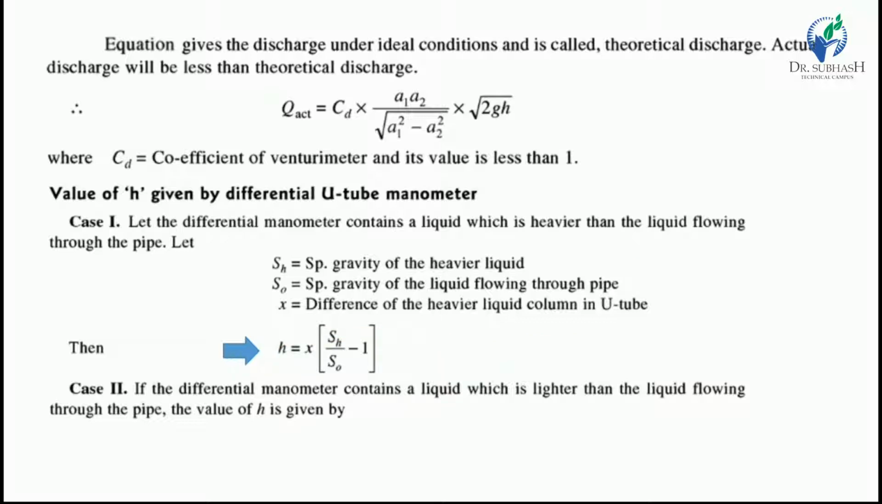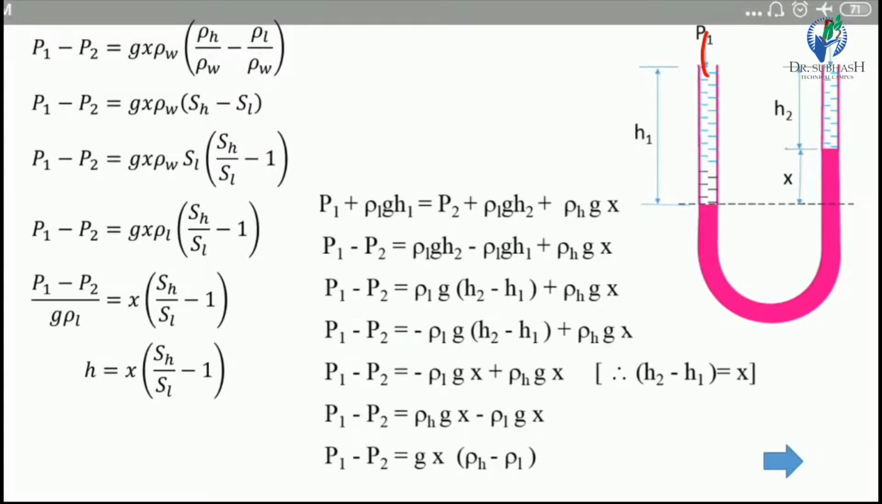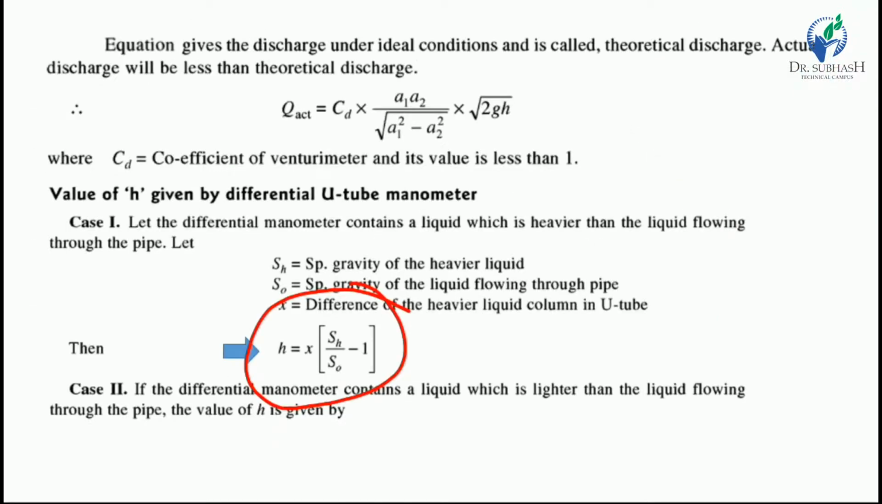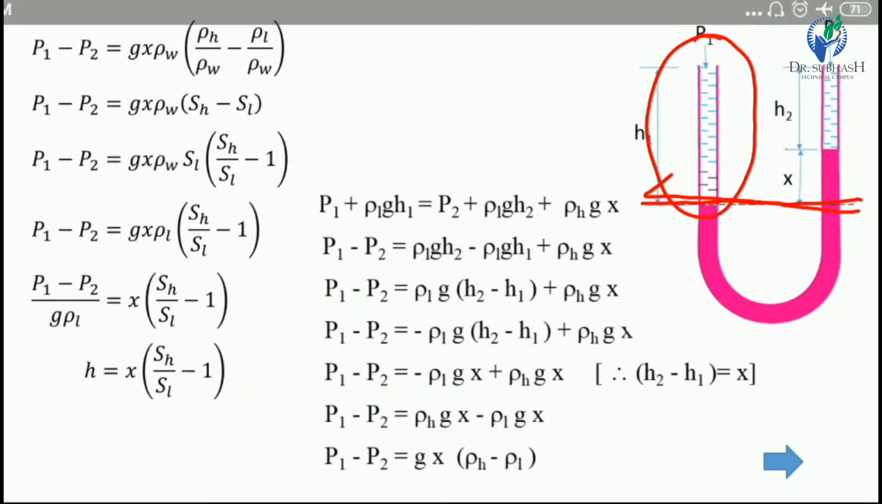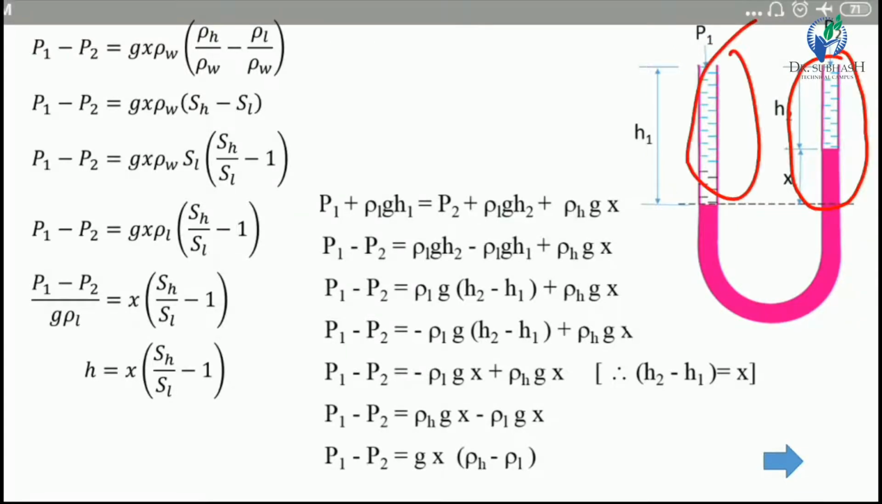Okay, now we see how this equation is derived. Consider this U-tube manometer fixed to the venturimeter at section 1 and section 2, which we considered earlier. Section 1 has a higher pressure and section 2 has a lower pressure, so this condition occurs in the manometer. Now consider the datum plane and compare the pressure head on both sides, the liquid column head or pressure head.